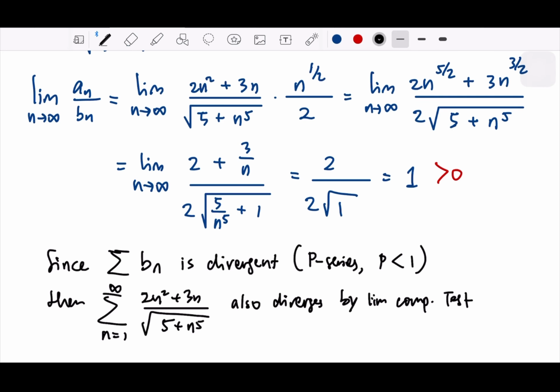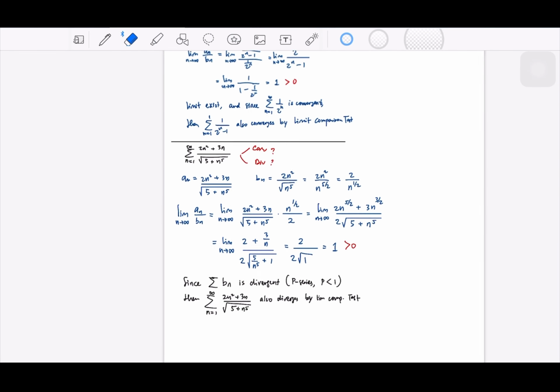Okay, there is also estimating sum in this one, but I don't think it's really helpful, because basically the estimating sum is the same with the integral test. So I will just skip that. Okay, so that's the comparison test.